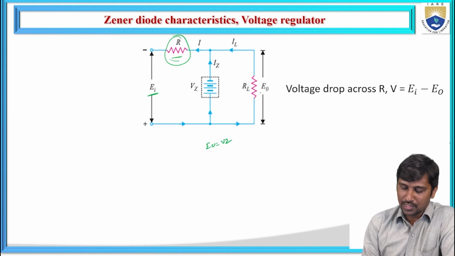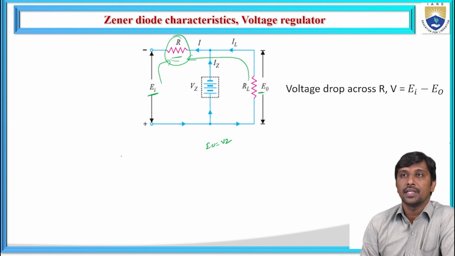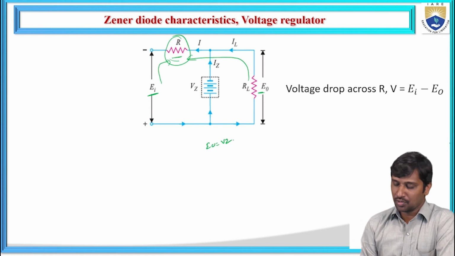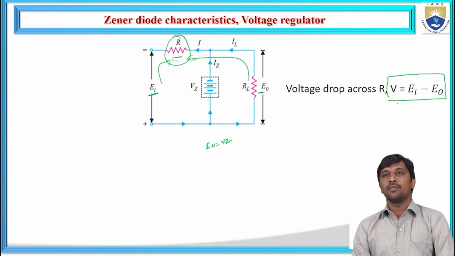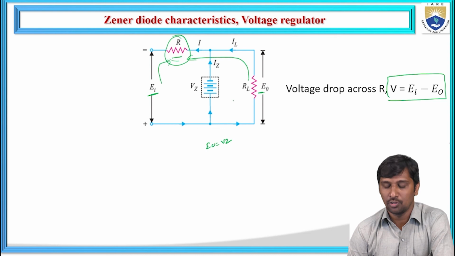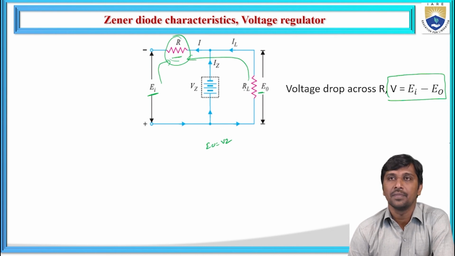We have two voltage sources here: one is EI, another one is E naught. So the potential difference between these two voltage sources is nothing but the voltage drop across R. Hence the voltage drop across R is the potential difference between the applied input voltage and the output voltage across the load resistance.